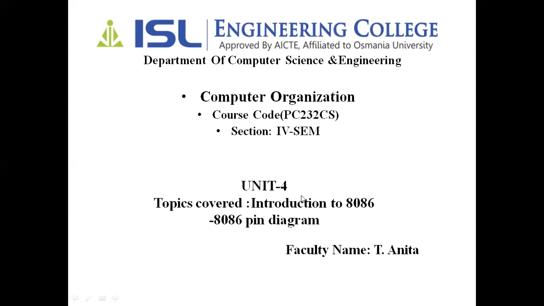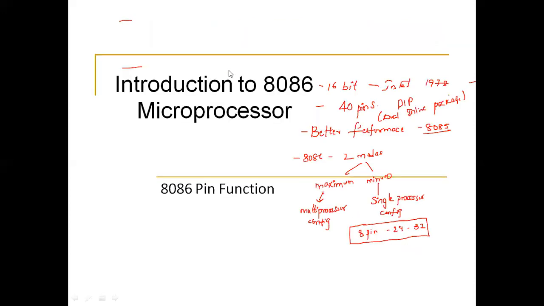So in this fourth unit, we'll see an introduction to the 8086 microprocessor and its pin diagram. We have different microprocessors. Among them, today we will concentrate on the 8086 microprocessor, which is part of your syllabus. For IT people, it is the 8085 microprocessor. When it comes to the introduction, the 8086 is a 16-bit microprocessor.